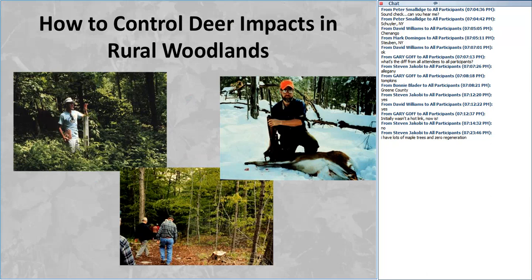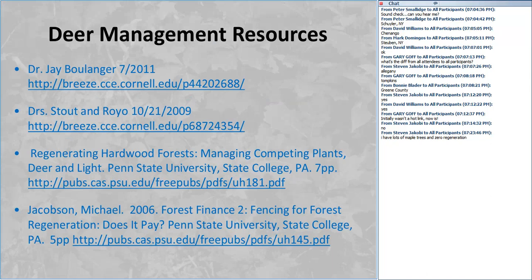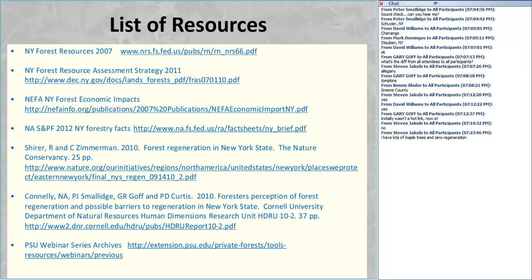There are different ways that we can think about controlling the impacts of deer. We have tree tubes, which is a focus on the tree. We have fencing, which again is a focus on the tree. And we have hunting, which is an effort to control the actual number of deer, particularly efforts to harvest female deer, does, so that you can reduce the reproductive capacity of that deer herd, that deer population. And again, there are lots of good resources out there to guide you on more conversations about deer management.